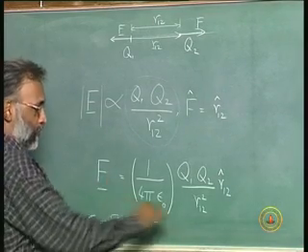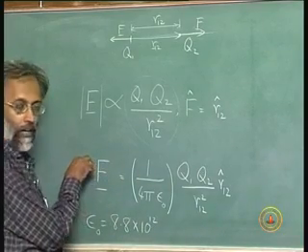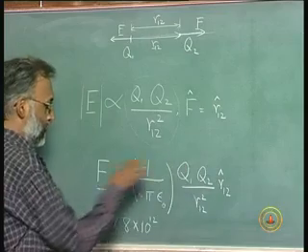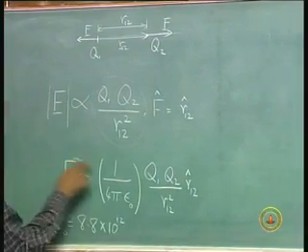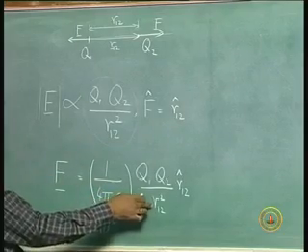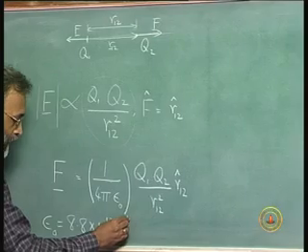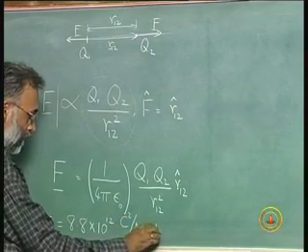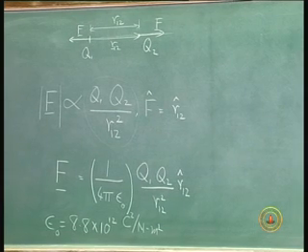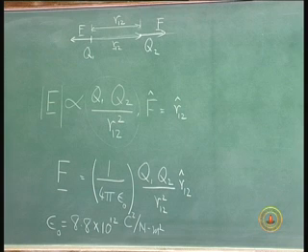And if you look at the units that it must have, you can take R square to this side, Q1 Q2 down. So, what will you get? You will get that 1 over epsilon has the units of newtons meter squared per coulomb squared. So, epsilon naught must have the units of coulomb squared per newton meter squared. More conventionally, it is defined in terms of capacitance, but we will come to that later.